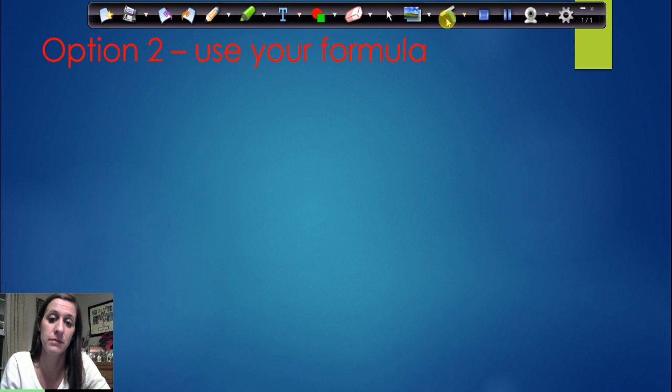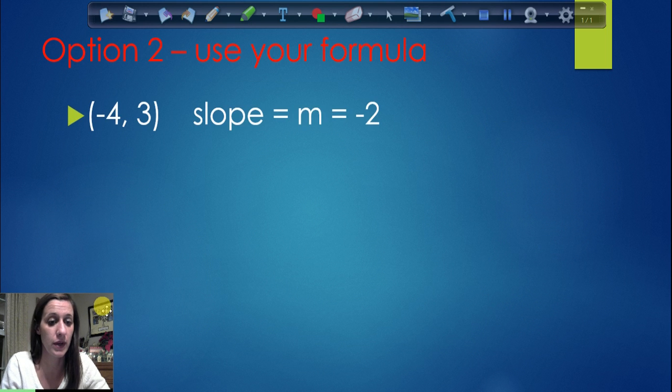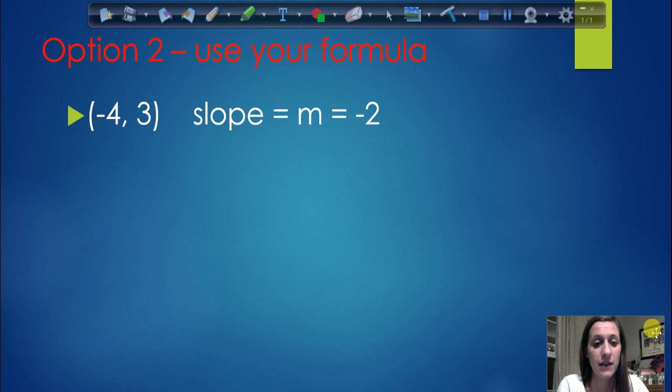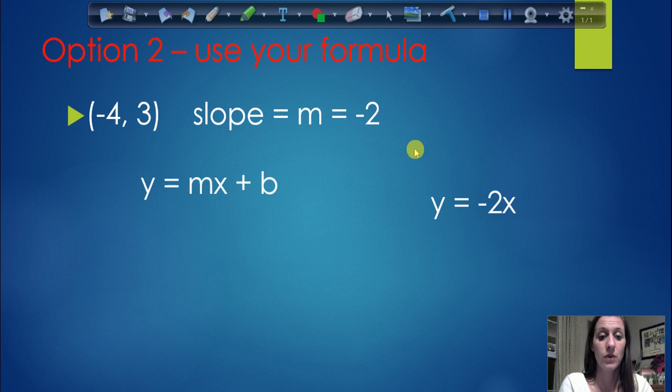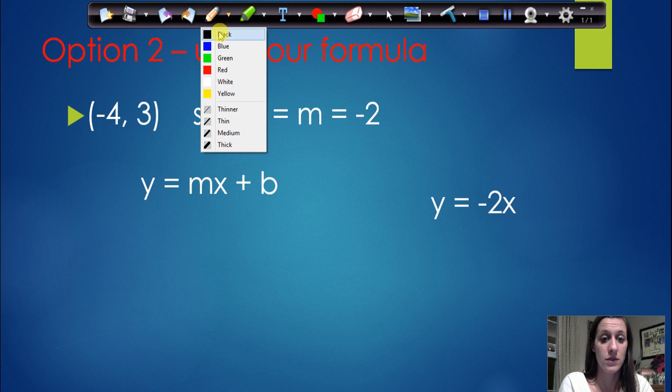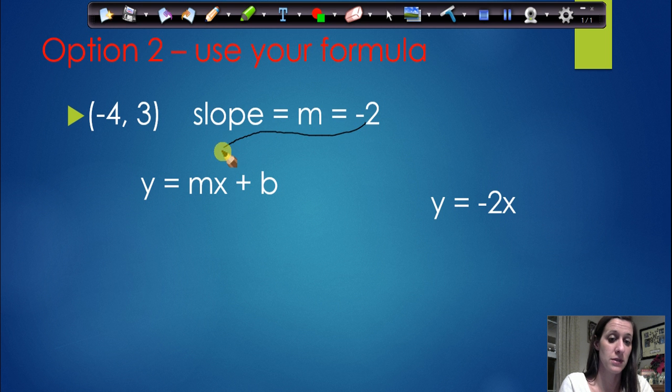The second option is to use our slope-intercept formula. So again, here's the same information. I've told you this point is -4, 3, and that the slope is -2. So you should be able to tell me that you know the equation at least has to be y equals -2x plus we're not sure what, but we're going to find out. So we're going to use our formula. Everyone knows that the m value is -2, so we can substitute in -2 for the m value. And then we're going to use our ordered pair to our advantage.